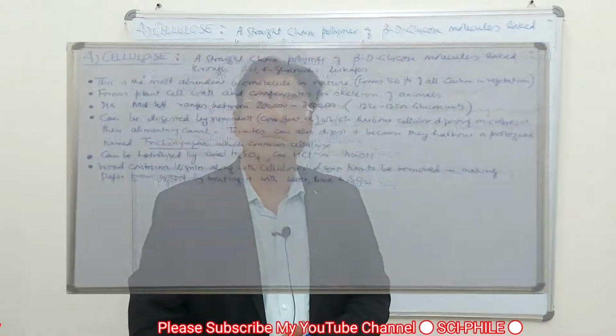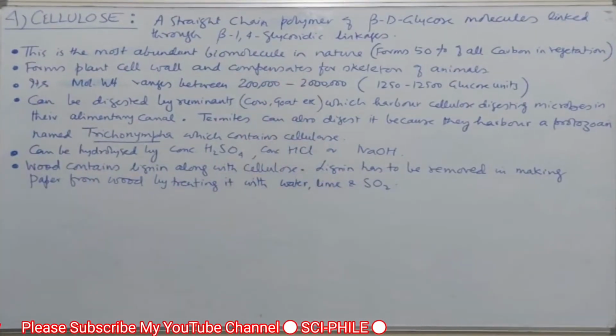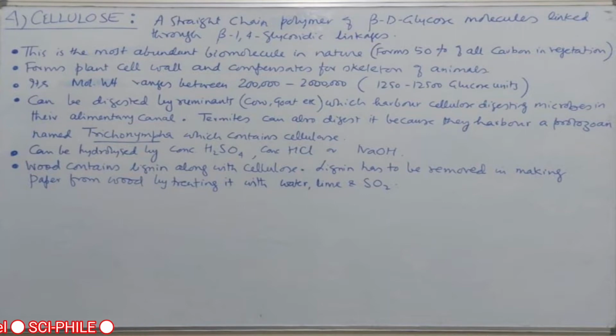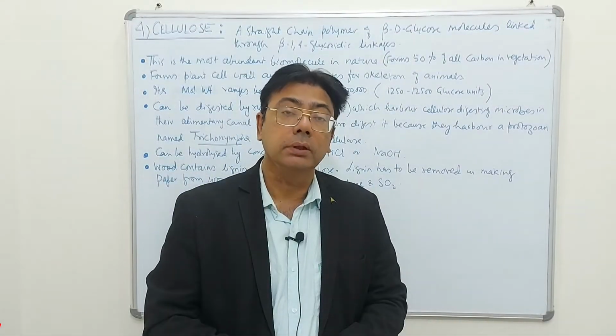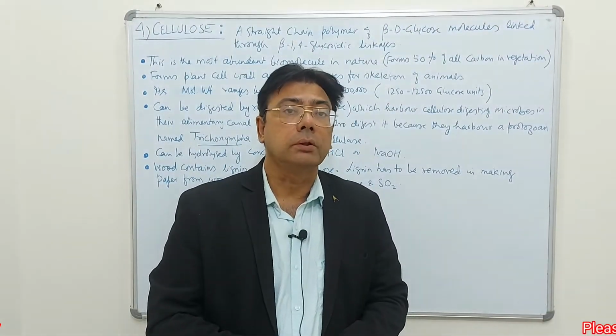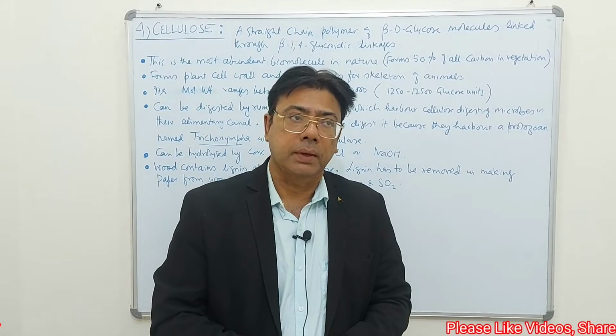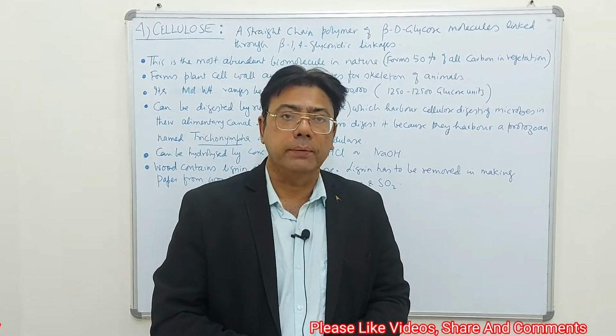Chemically, it's a constituent of so many things that we see around us. Wood has around 65% of cellulose, along with 35% of lignin. Paper is again cellulose, clothes are cellulose. So cellulose is extremely abundant in nature, and it has some very useful properties.